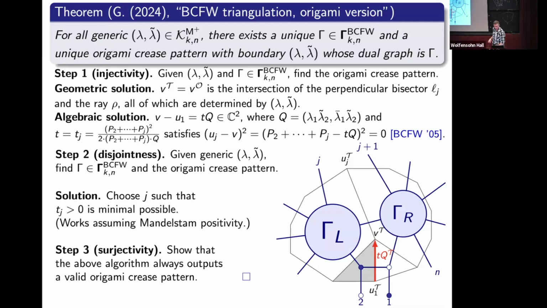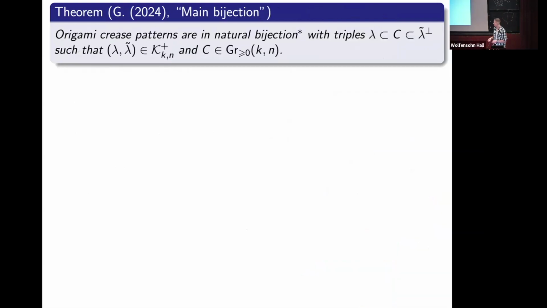Let me try to go back to the original, to the main result. And I said that there is a simple bijection. Let me try to actually explain what this bijection is doing. I want to start with a triple lambda inside of C, inside of lambda tilde perp, where C is a totally nonnegative k-plane. And I want to end up with an origami crease pattern.